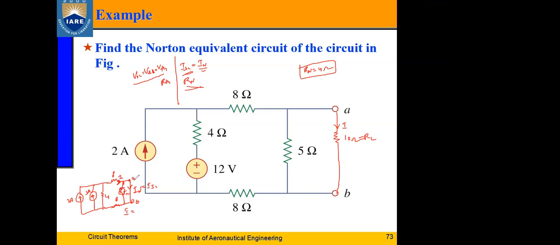Yes, sir. What is the resistance offered by the short circuit? 0, right? Am I clear with this, everyone? Okay, sir. What about others? Okay. Yes, sir. Fine. So now what you have to do is calculate the value of current that flows through this short circuit now.